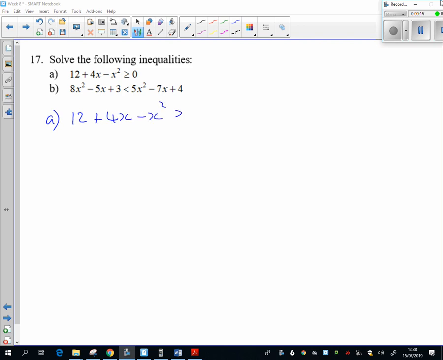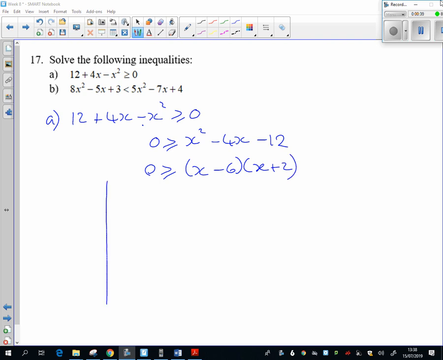So I think the first thing I'm actually going to do, because that minus x squared could cause me some problems, is add everything over to the right hand side. My answer will still work out correctly, it just means that now I can factorize without having to worry about a negative x squared. So that factorizes to (x minus 6)(x plus 2).